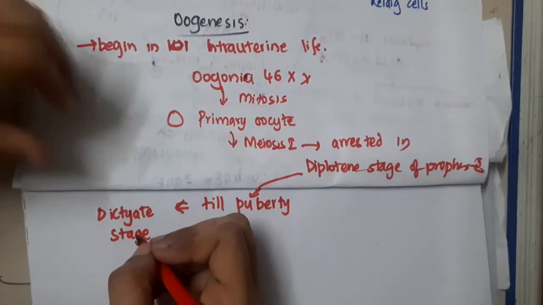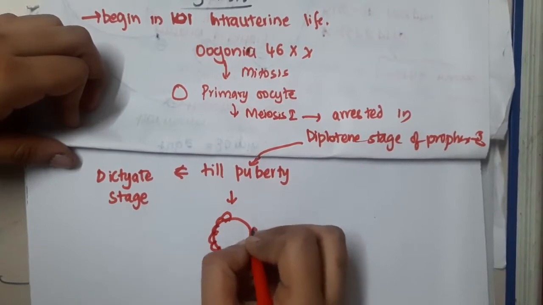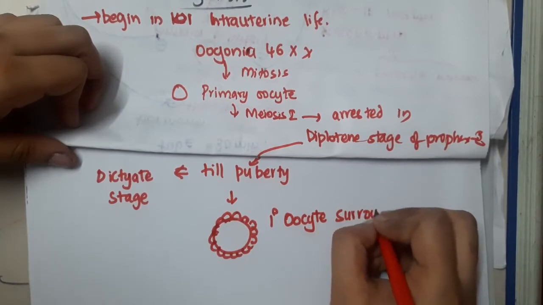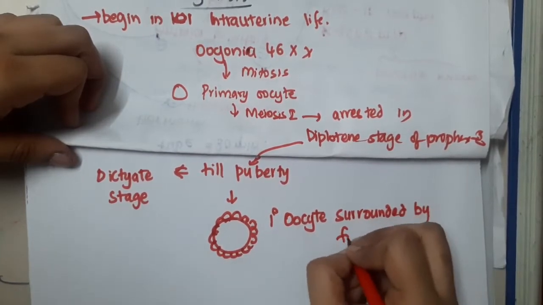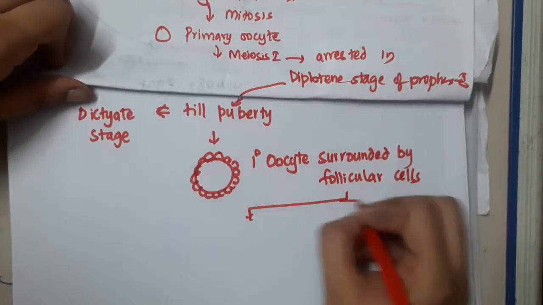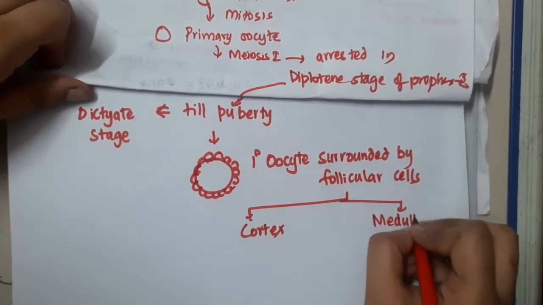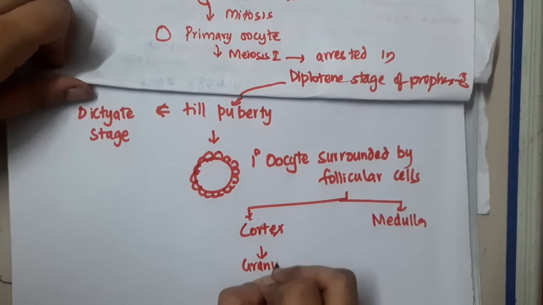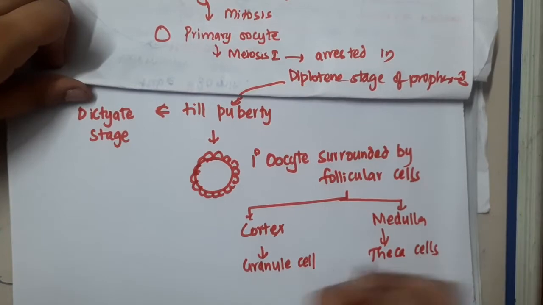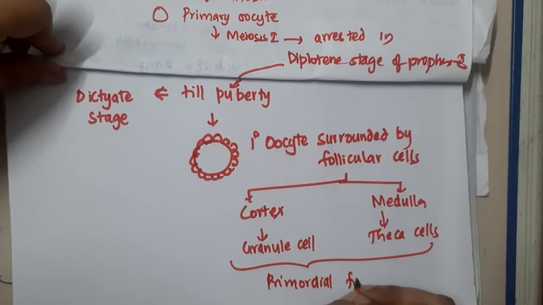Now the primary oocytes will get surrounded by the follicular cells. Here the primary oocyte is surrounded by follicular cells, and now it will change into two things. The cortex differentiates into cortex and medulla. Cortex will have granulosa cells whereas medulla will have theca cells, and both will combine together to form the primordial follicle.